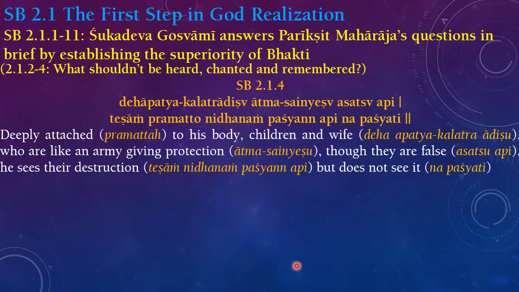Though they are false, asastu api. He might think that, okay, they will all be there for the rest of eternity. How many will stay here for the rest of eternity? Parents will not stay for as long as the son stays. The children do not stay as long as the parent. I mean, the children do not follow the parents. To some extent, the wife may live the same lifespan.